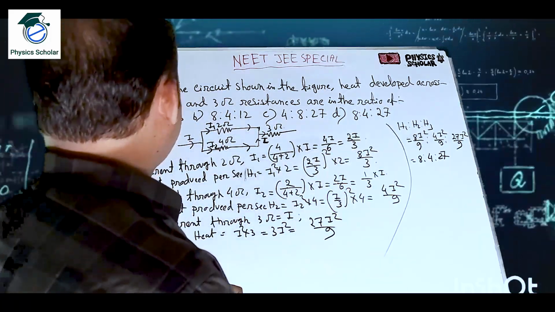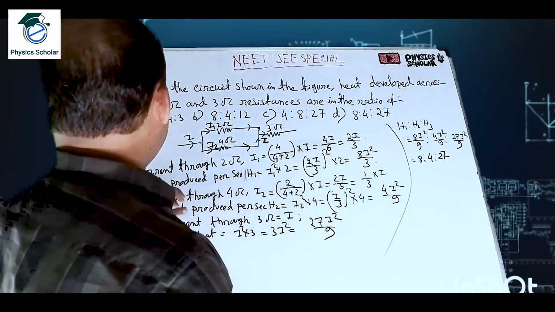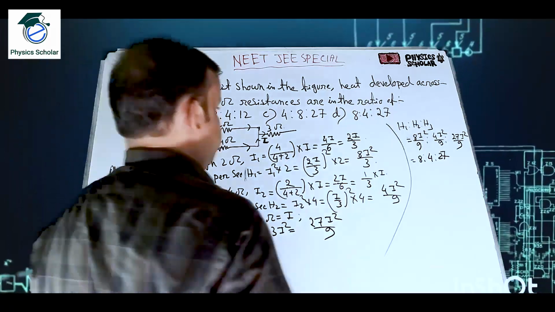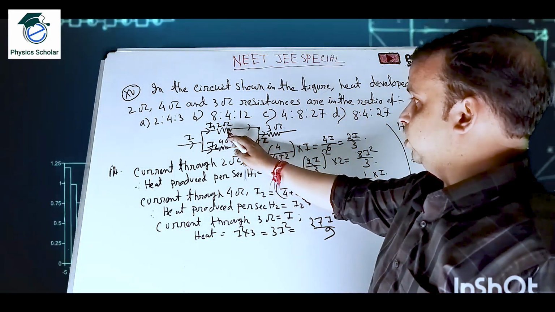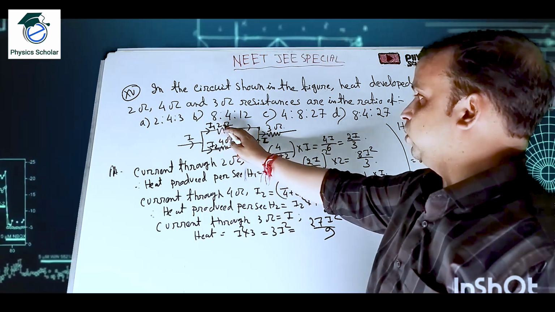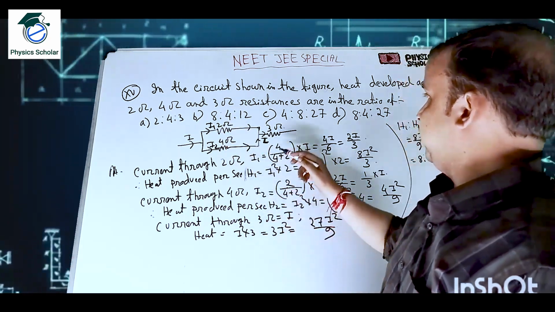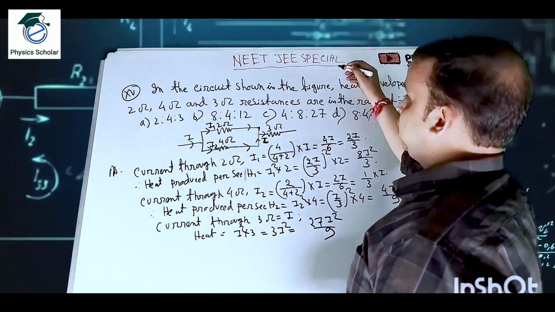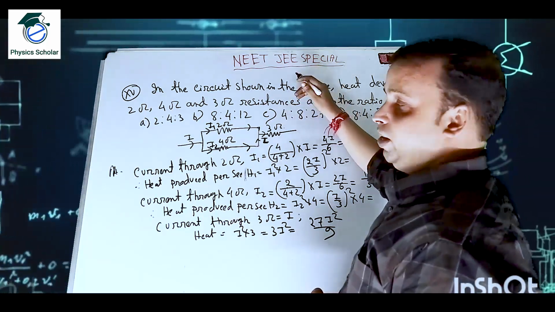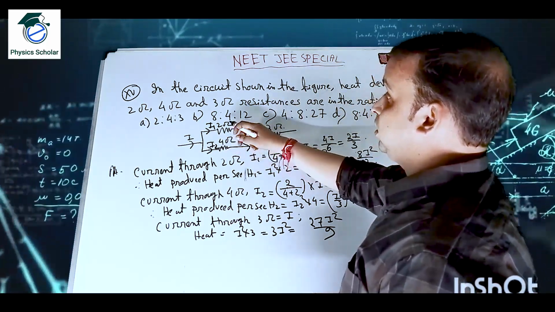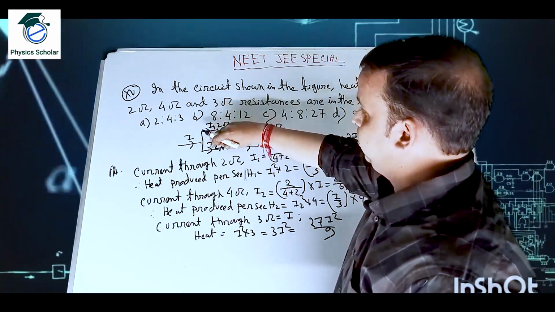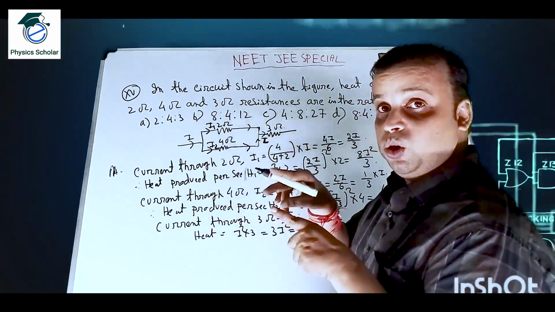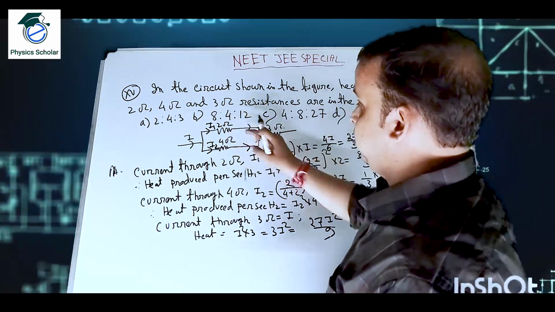Clear? So the three options are there. Okay. So how to do this sum? It's very easy. First we have to calculate the current I1 through this 2 ohm resistor. Students, if you have seen the galvanometer and shunt formula, we have to use that, because we can assume this as the galvanometer and this as the shunt. Two resistances are connected in parallel.